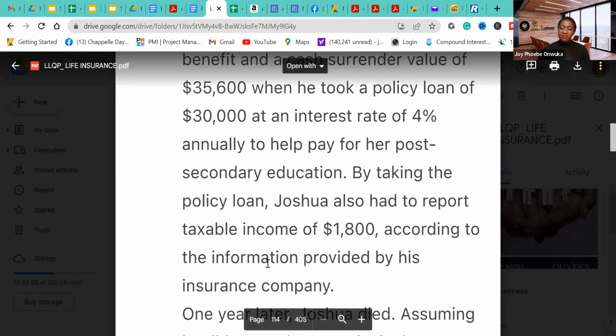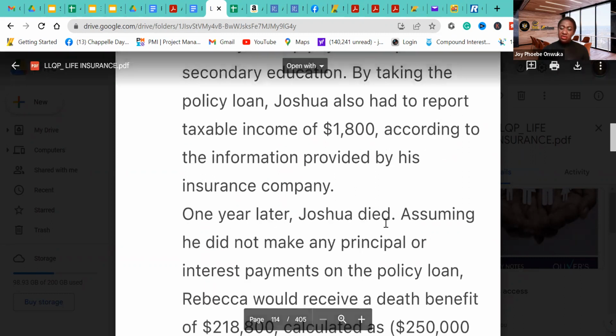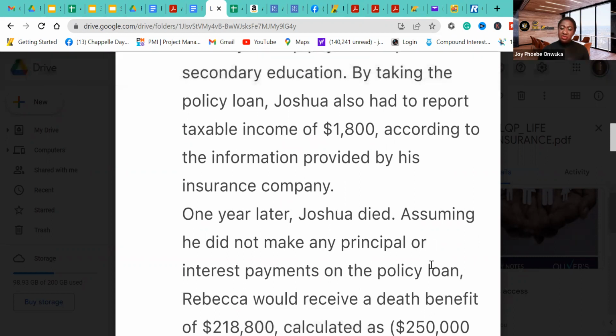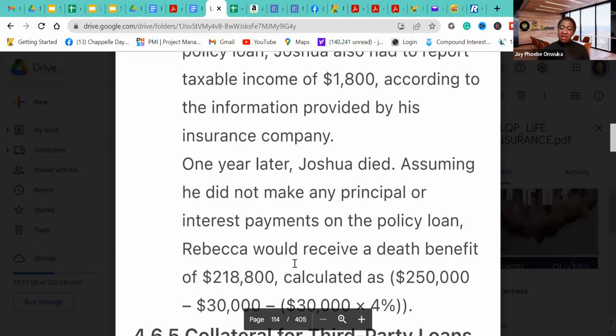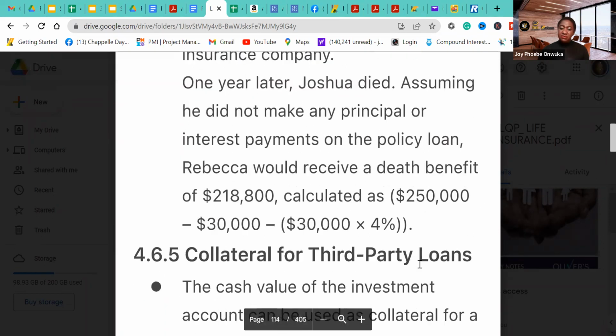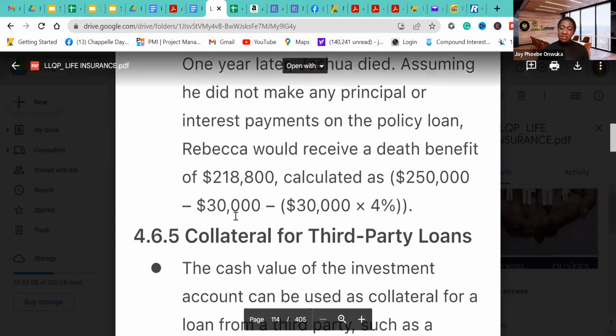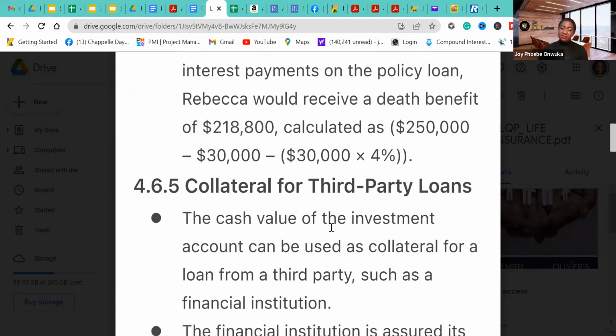According to the information provided by his insurance company, 1 year later, Joshua died, assuming he did not make any principal or interest payment on the policy loan. Rebecca will receive a death benefit of 218,800, calculated as 250,000 minus 30,000, less 30,000 times 4%.